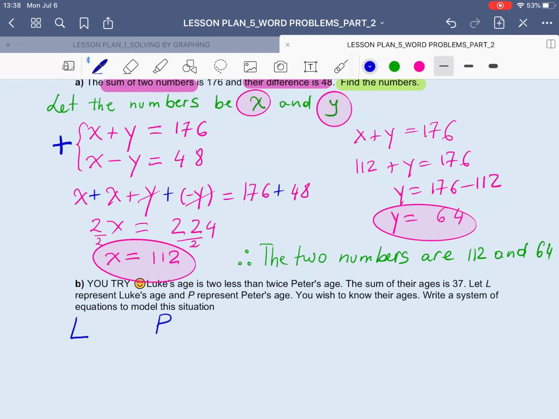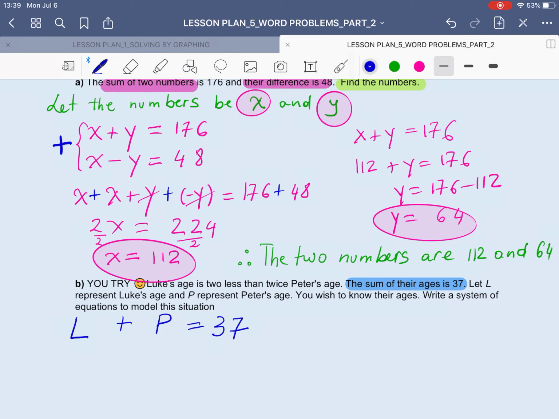Now, if the sum of their ages is 37, so if you translate these words into an equation, then we would say that Luke plus Peter equals 37.